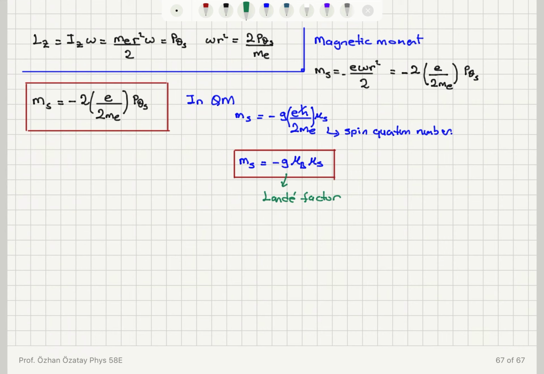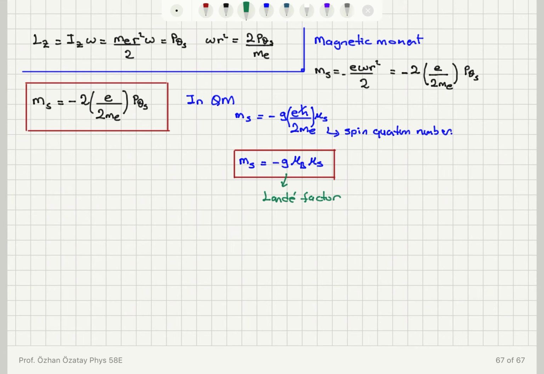And so this result, in quantum mechanics, the corresponding result is minus lambda factor e h bar over 2 m e times m sub s, which is the spin quantum number. Here I made it mu in order to distinguish from the spin magnetic moment. So you can think of h bar times m sub s or mu sub s as the angular momentum. So you have angular momentum times e over 2 m e times lambda factor g, which is of the order of 2 according to the classical calculation that I have made here.